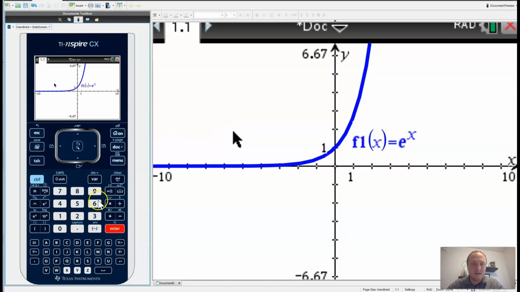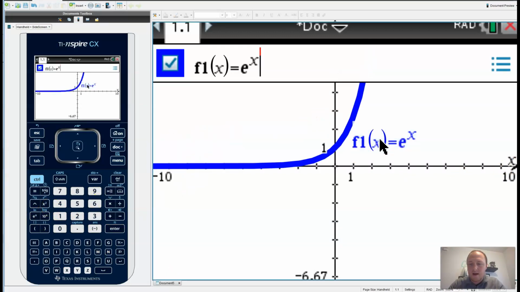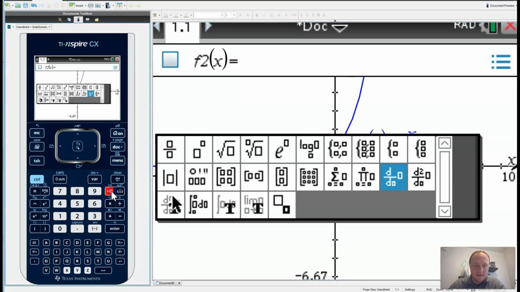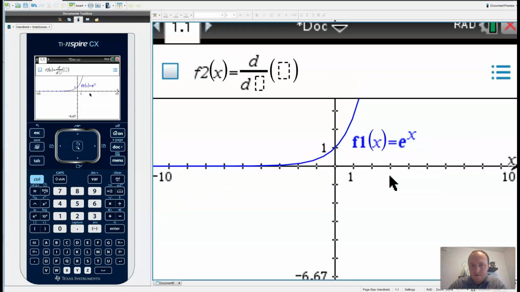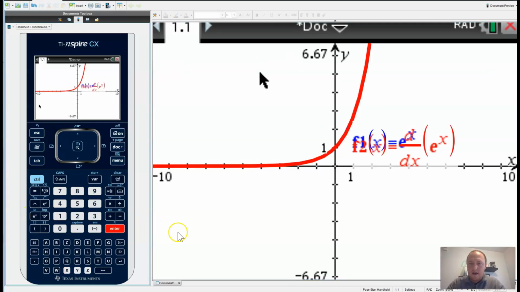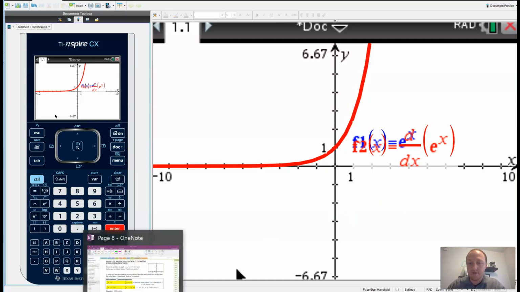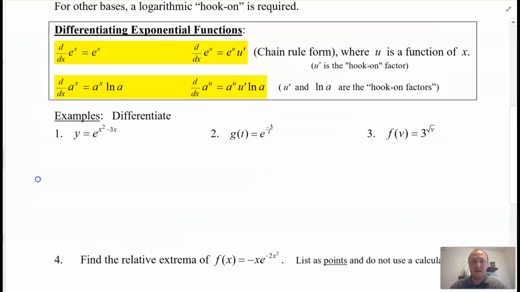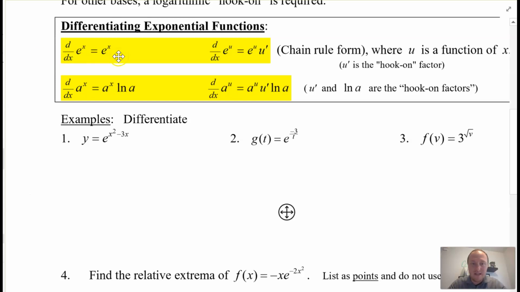There's e to the x, and now I want to graph a second function, the derivative of e to the x. So I'm going to go down here next to the book, the derivative with respect to x of e to the power of x. And what do you notice? Hey, it's the same exact function, and that's what makes e to the x really, really nice. When we take the derivative of e to the x, it is just e to the x, right?